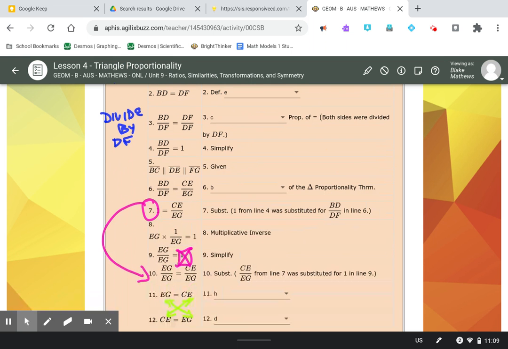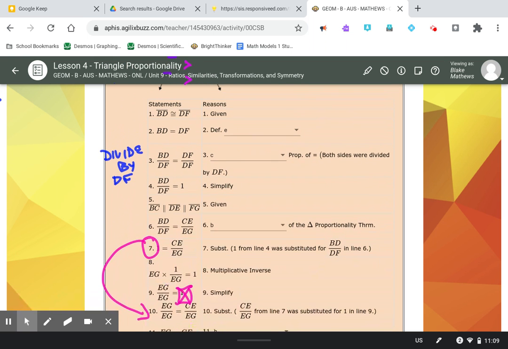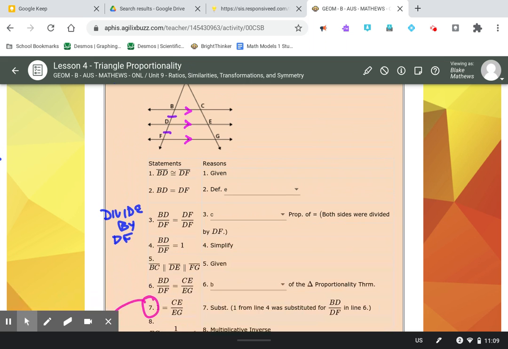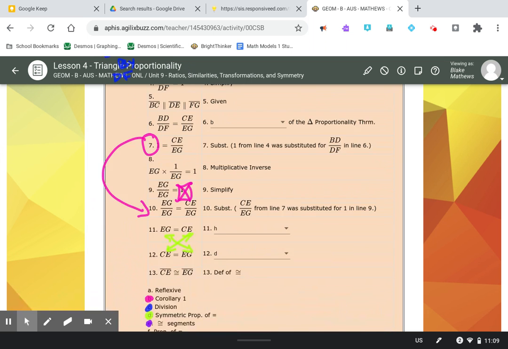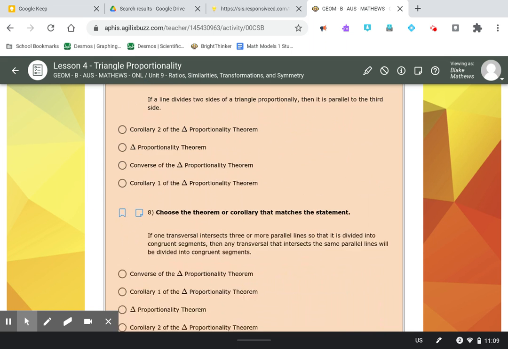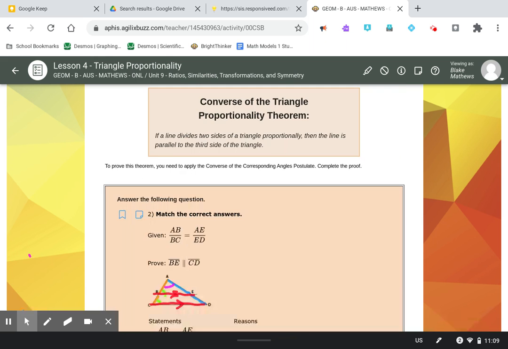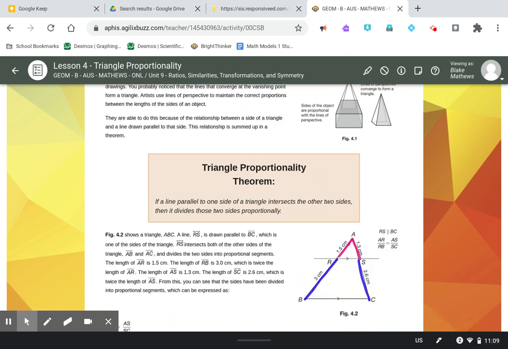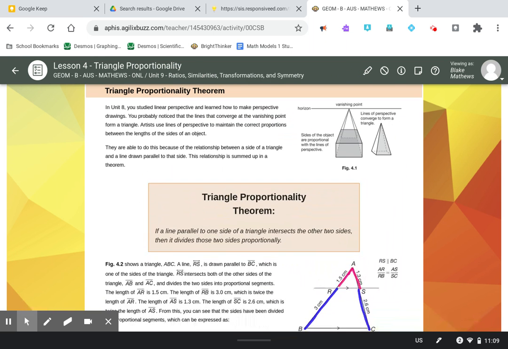Again, I'm not worried about these proofs. Do not sweat the proofs. Any proofs that appear on a practice test, quiz, or test will be thrown out. Jumping down, you need to match the theorem or corollary with the statement you see here for 5, 6, 7, and 8. Those are all coming from the lesson. Those are going to be these boxes on the screen here. So match up the theorem with its definition. And that is it for lesson 4.